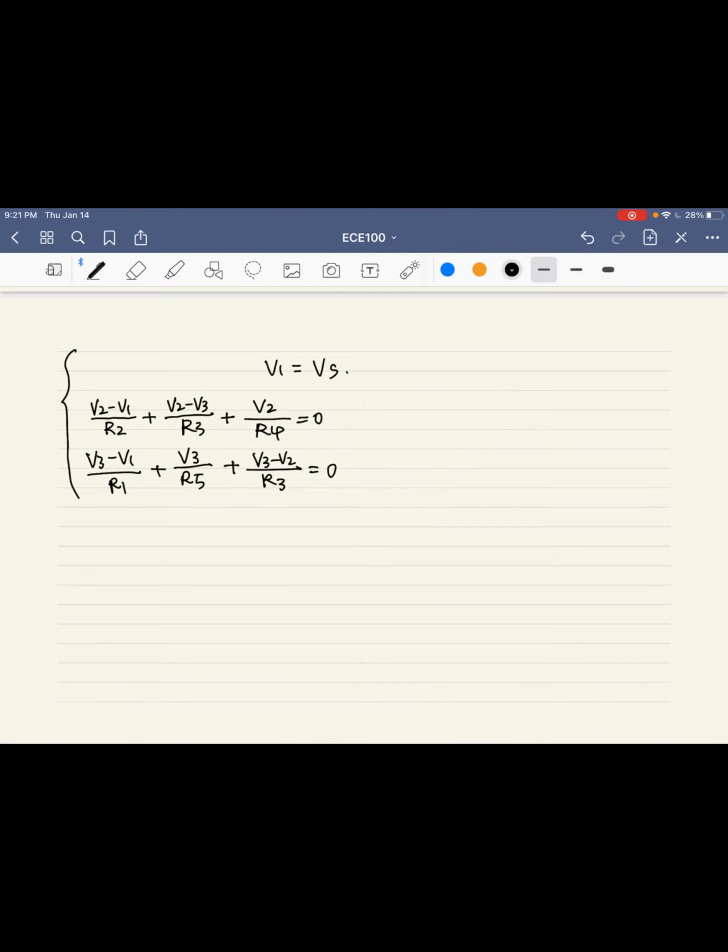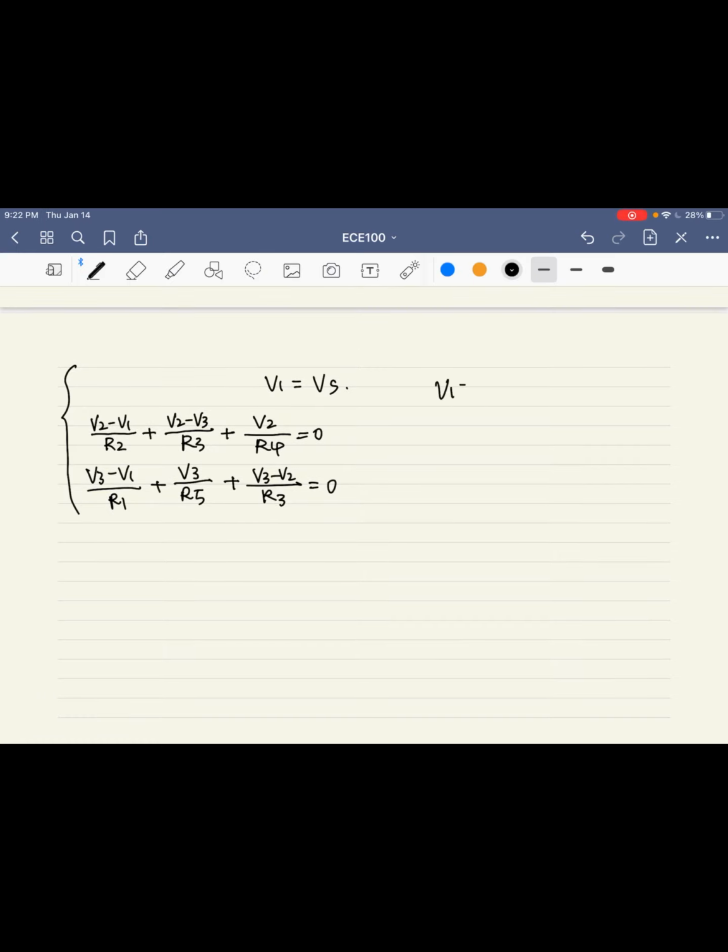Now we have 3 equations with 3 unknowns. We will be able to solve them uniquely. And after we get the values of V1, V2, and V3, we will be able to calculate all the rest of the elements, like the current, the power, across elements, etc.